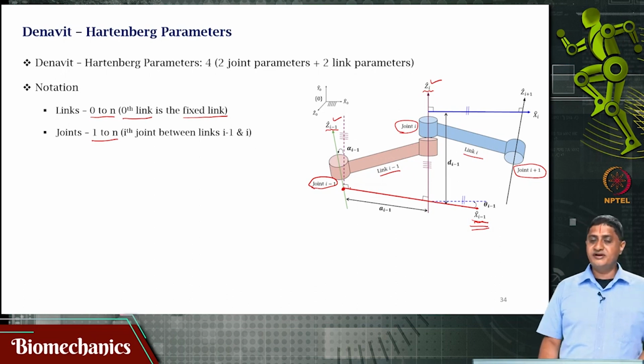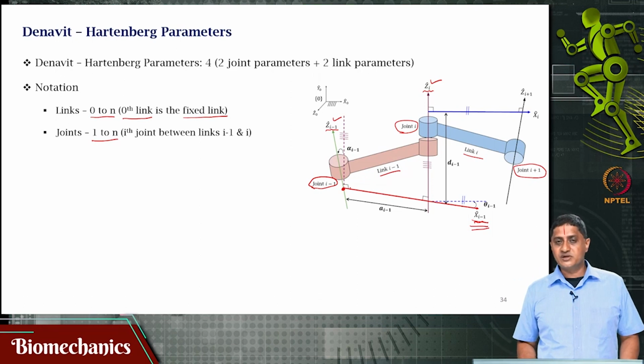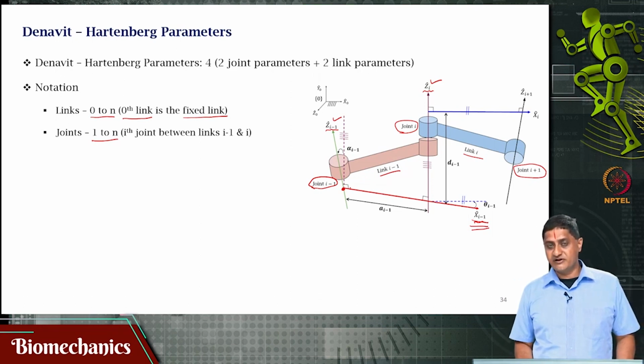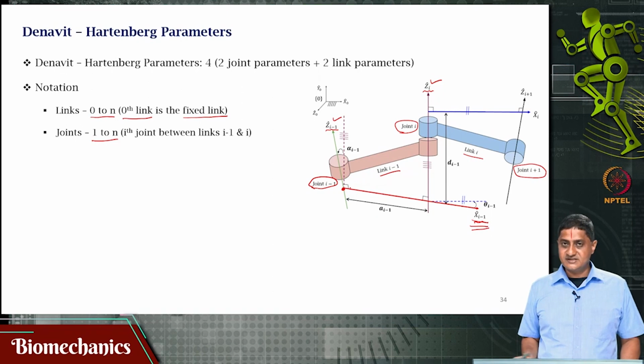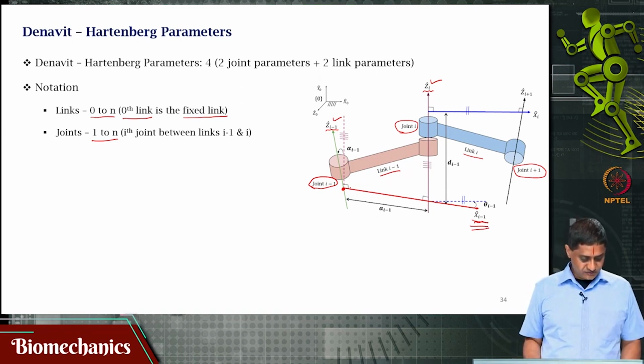Now, how will you find the y i minus 1 axis? That is the origin, but you still have to find the y axis. You use the right hand thumb rule, because you know the z axis, you know the x axis, find the y axis. Use the right hand thumb rule to find the y i minus 1 axis.